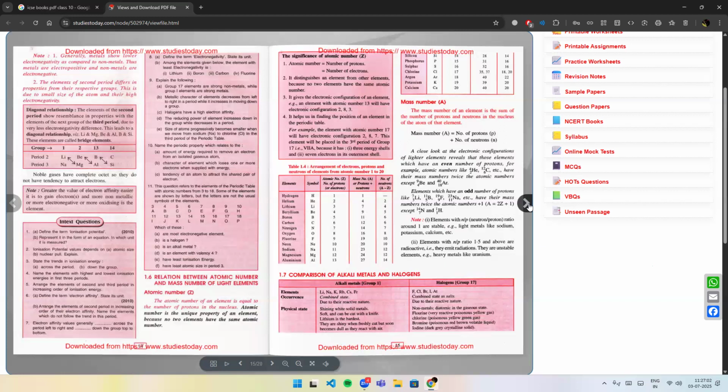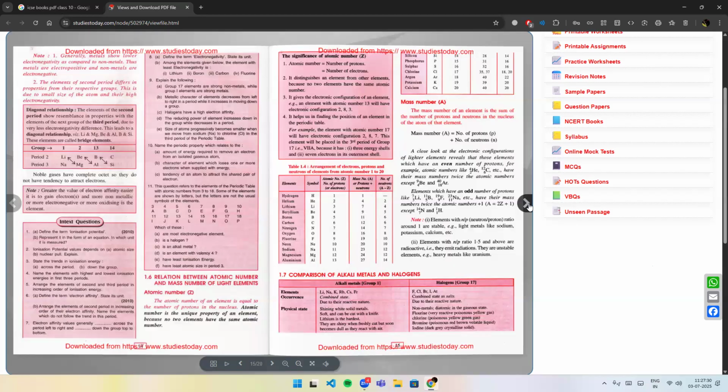A close look at the electronic configurations of lighter elements reveals that the elements which have an even number of protons, for example, atomic numbers like helium, carbon, have their mass numbers twice the atomic numbers, except beryllium and argon. Elements which have an odd number of protons have their mass numbers twice the atomic numbers plus 1. Note, elements with N by P ratio around 1 are stable.